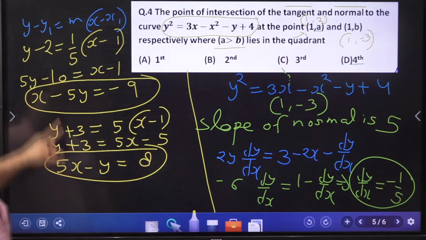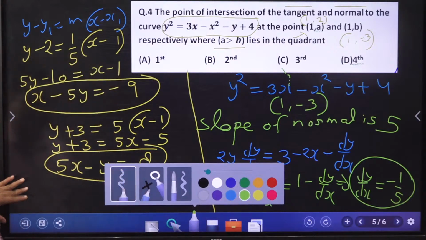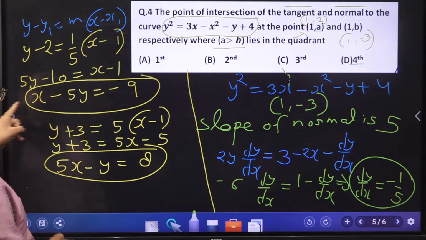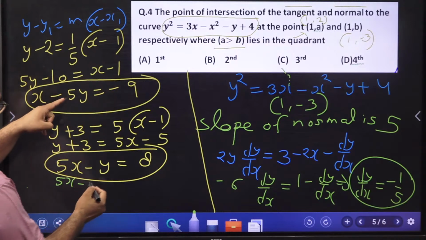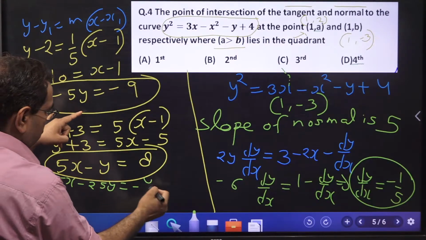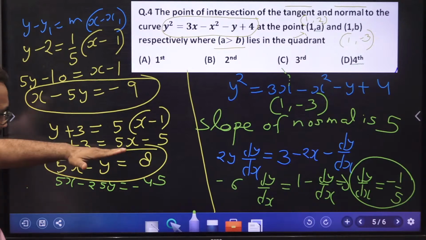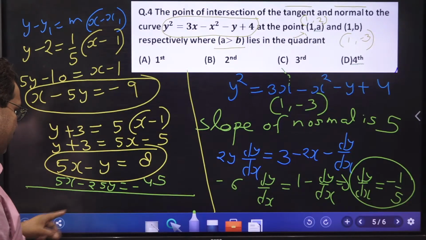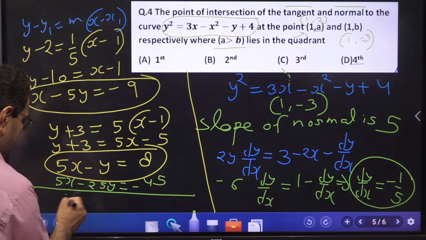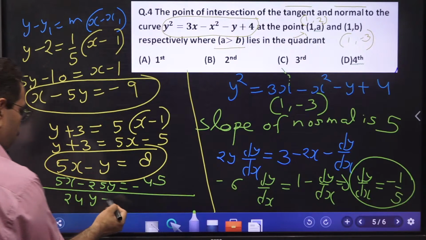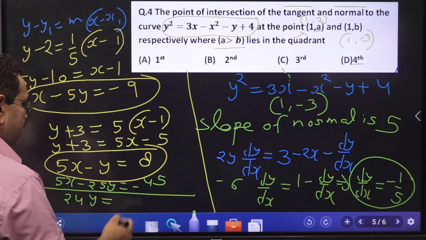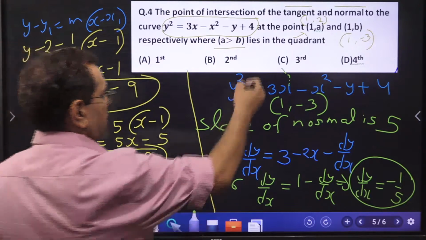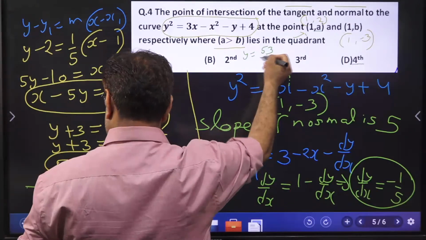Now how can we solve these two equations? Let us finally compute the answer now. So we can use elimination. Here we have x, so we can multiply this by 5. So we have 5x minus 25y equal to minus 45. Now let us make the subtraction, this minus this. So 5x and 5x cancel. Minus y and plus 25y gives 24y. Here we get 24y equal to 8 minus 45. So 53. So our y is coming to be 53 upon 24. y is equal to 53 upon 24.